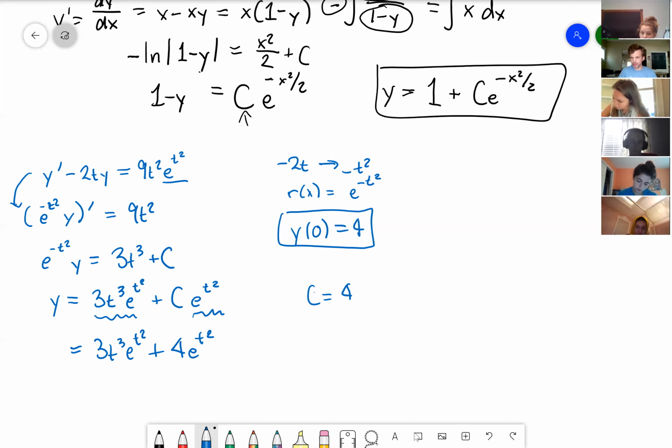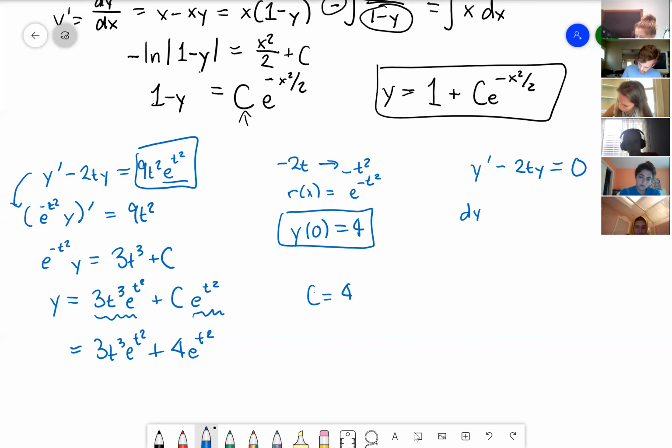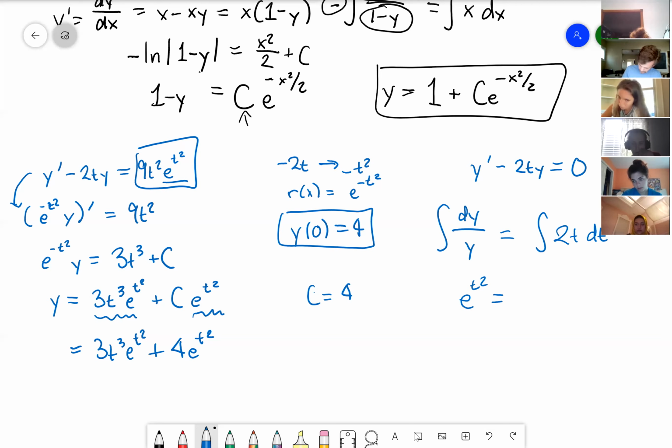Would anyone like to see this worked out as the homogeneous and non-homogeneous parts? I'll just say really quickly that the homogeneous version of this is y prime minus 2t y is equal to 0, right? We drop the non-homogeneous term over here. And so if we were solving this, we would get dy over y equal to the integral of 2t dt, and of course, this gives us e to the t squared. So that would be our y star, which is, of course, the reciprocal of our integrating factor. This is an easy way to check that you're getting the same thing.